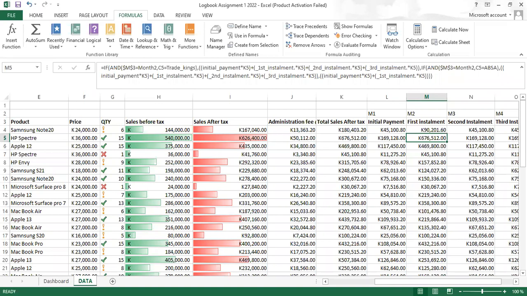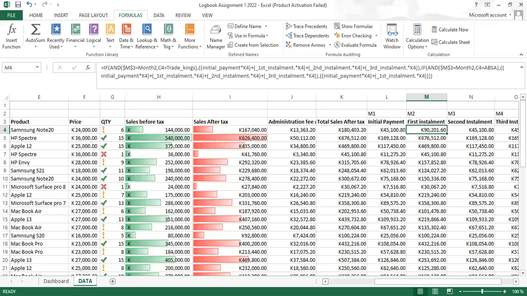On which company now? The same, you are calling it Trade Kings. Okay, for me, the Trade Kings and the ABSA. For me, the Trade Kings, if I go on Trade Kings, in the first installment, they're supposed to pay in full. They're supposed to give me the total sales after tax.